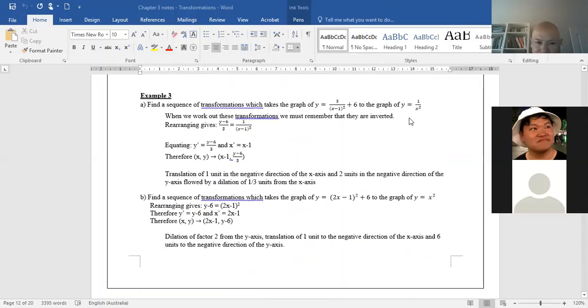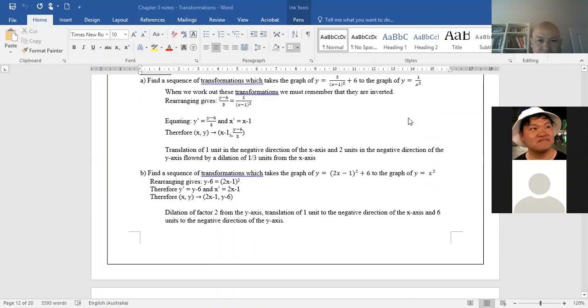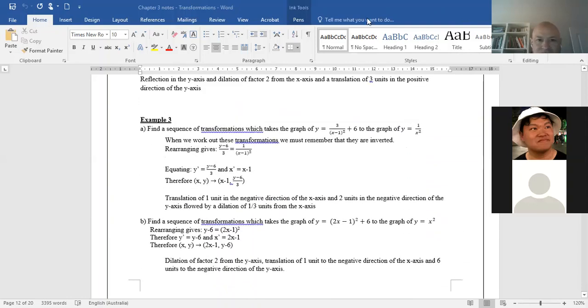Example 3. How many examples have I got? Okay, good. Example 3 says, find a sequence of transformations which takes the graph. Okay, so this time we're going from what I call a bigger graph to something smaller. So we're going from here to here. Now, a little bit harder.